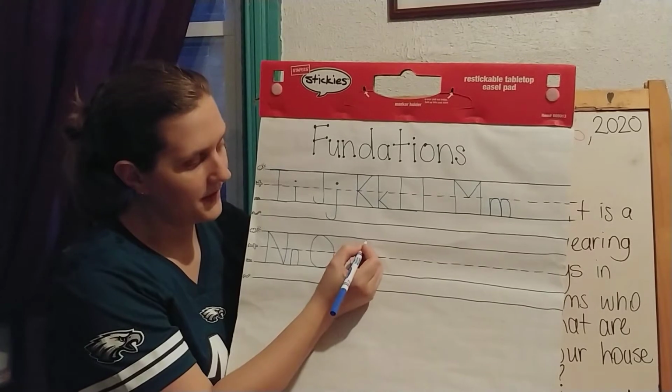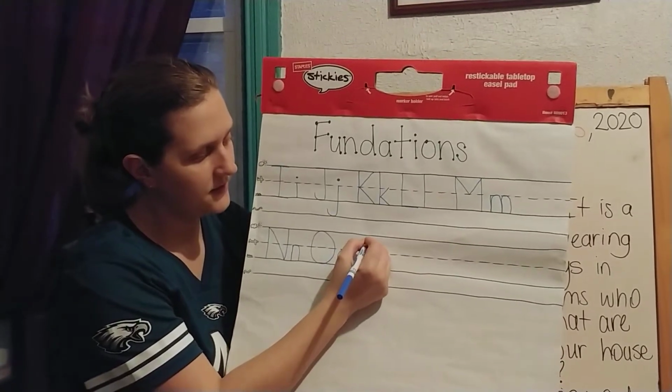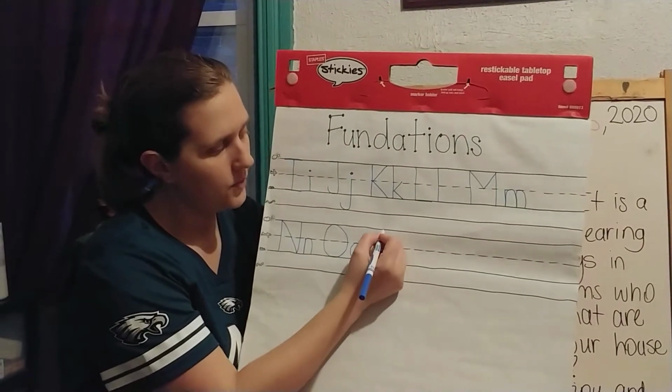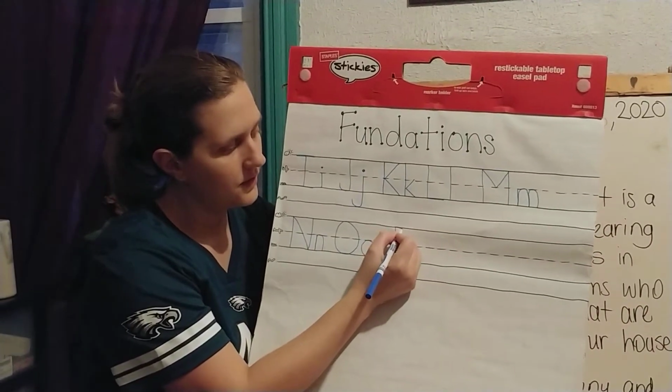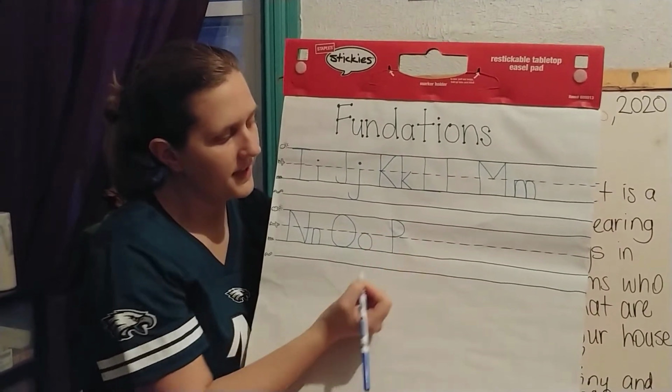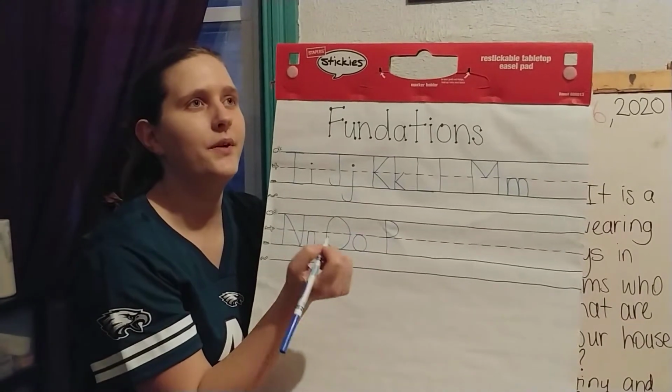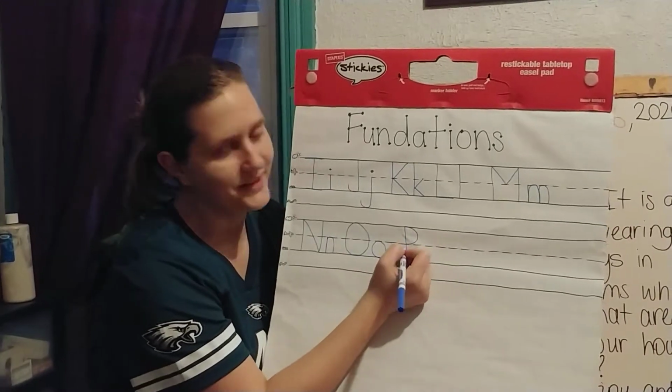All right, uppercase P, point to the skyline. Go down to the grass line. Point to the skyline. Go around to the plane line. All right, P, pan, P. Sorry, I almost said O.